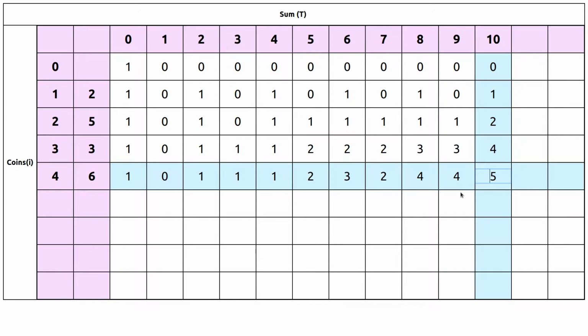Okay, so if we can include, that is, if the current value is greater than the previous row, we take the inclusion choice, we push the coin, that is 6, onto our stack. Okay, and we go on solving recursively. Okay, so let's take this approach.